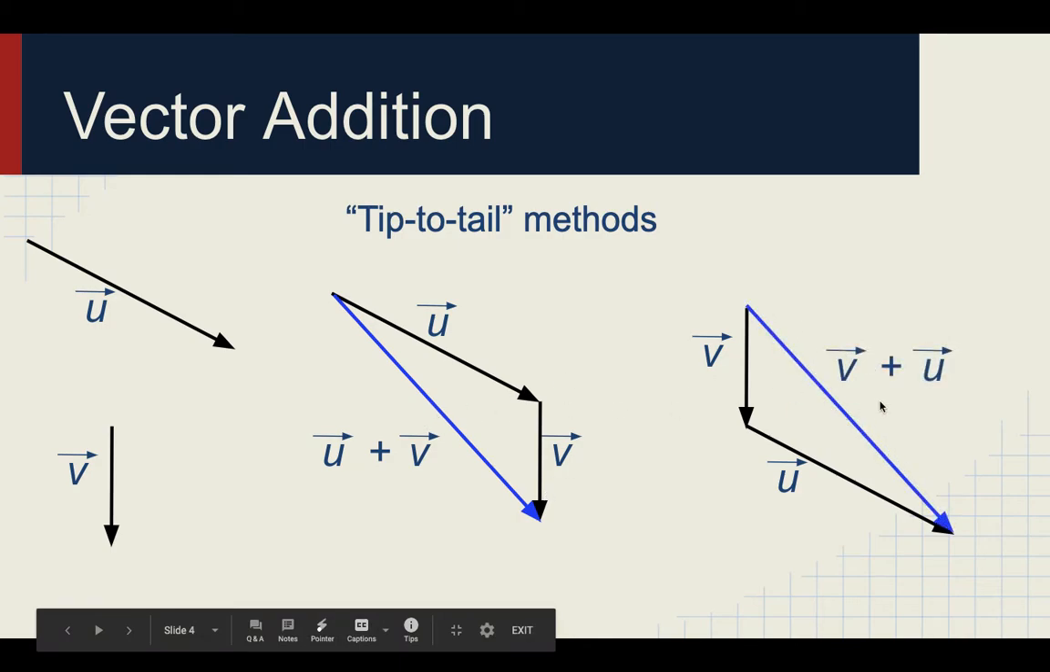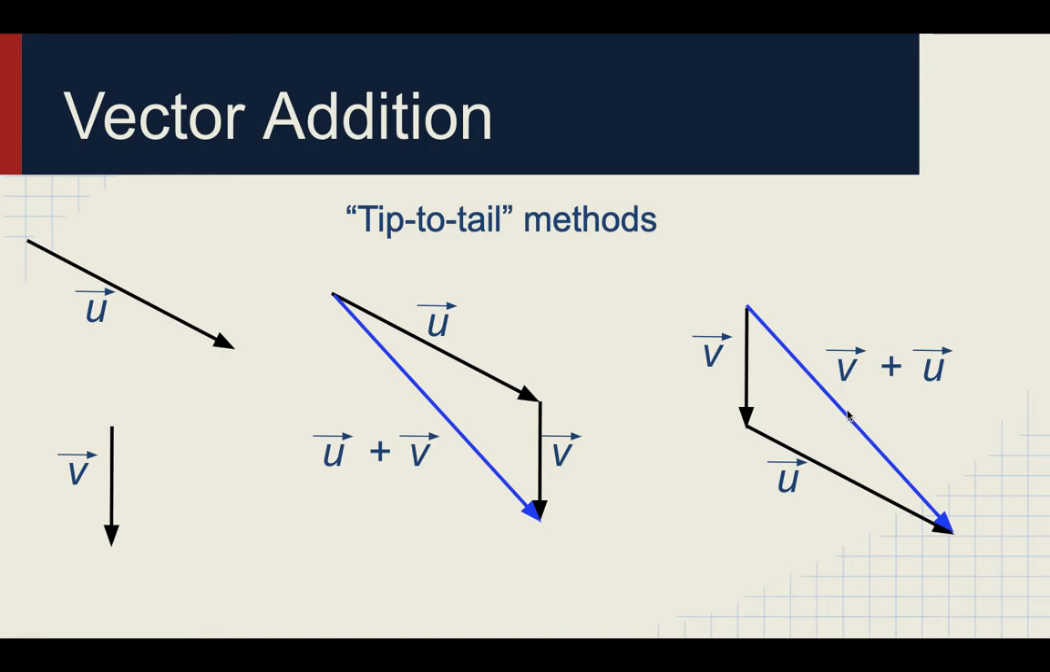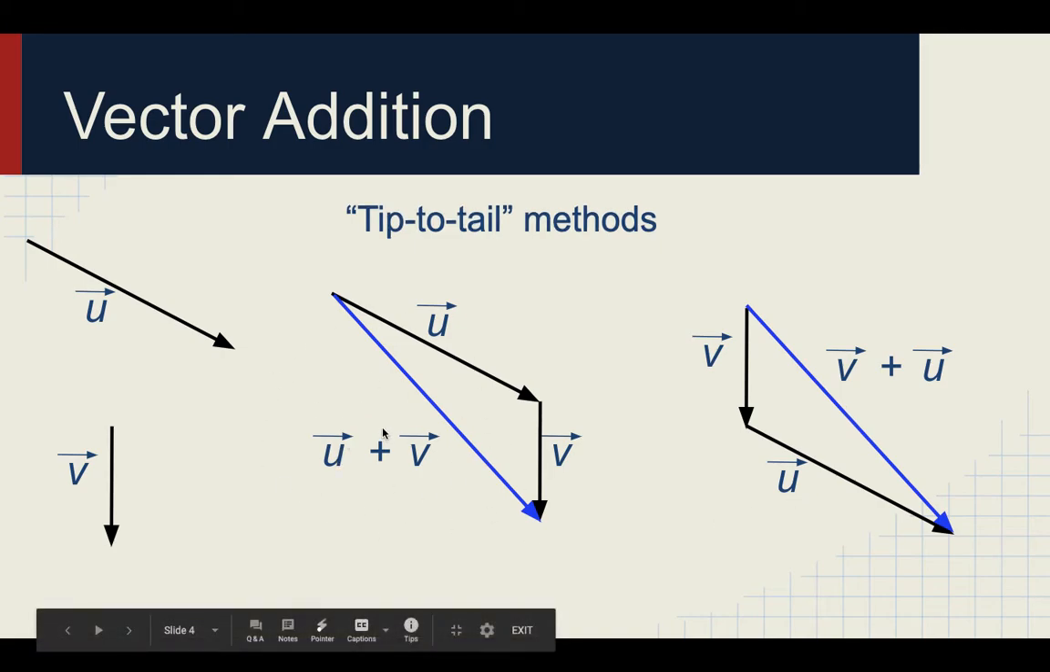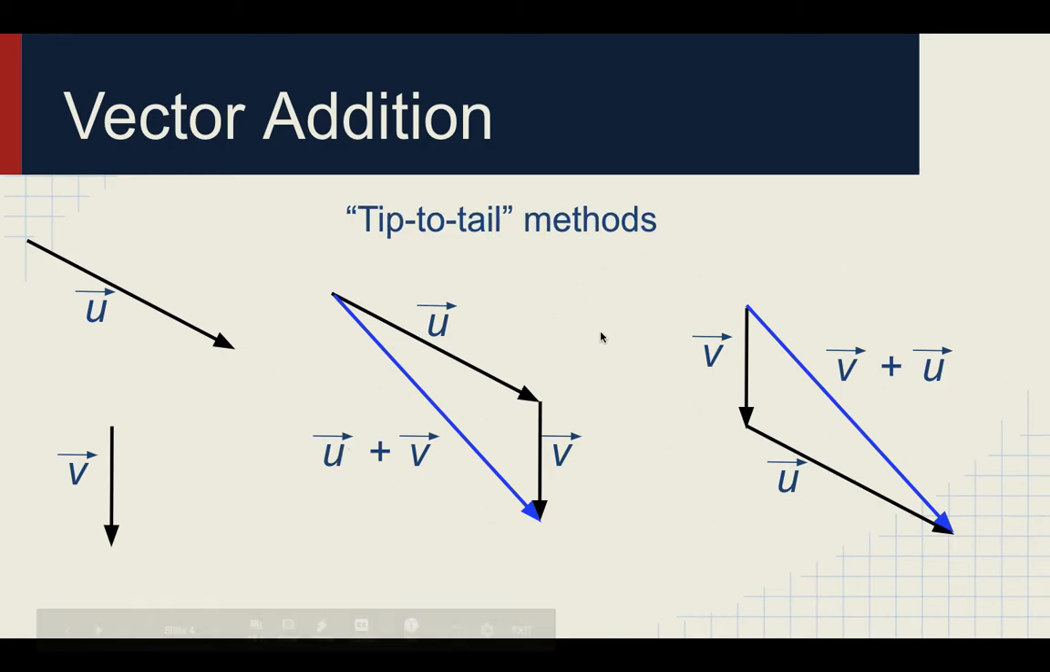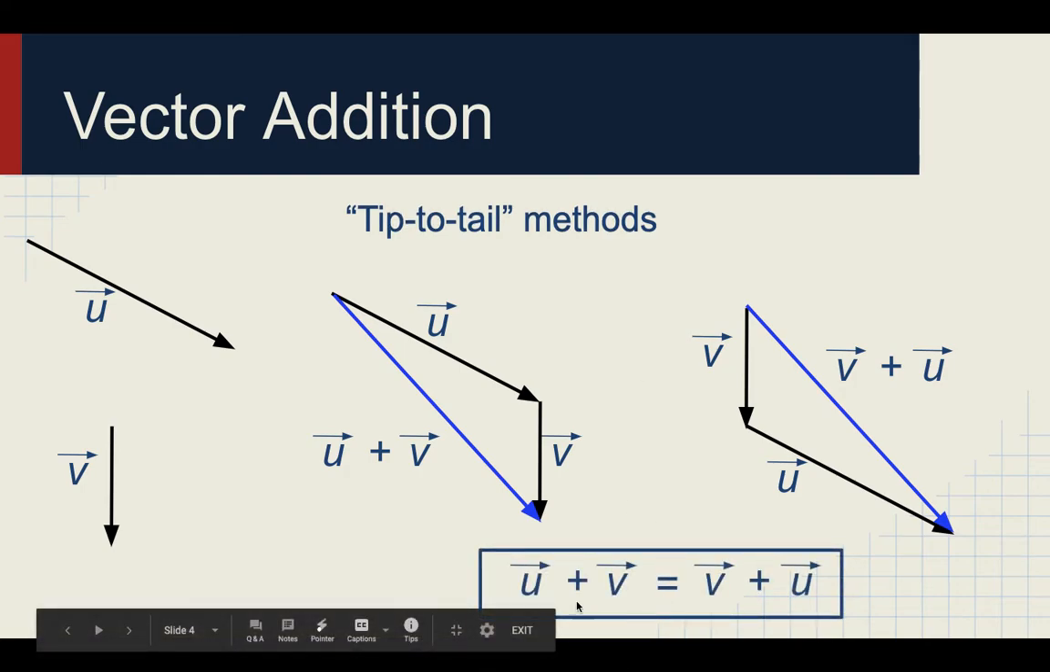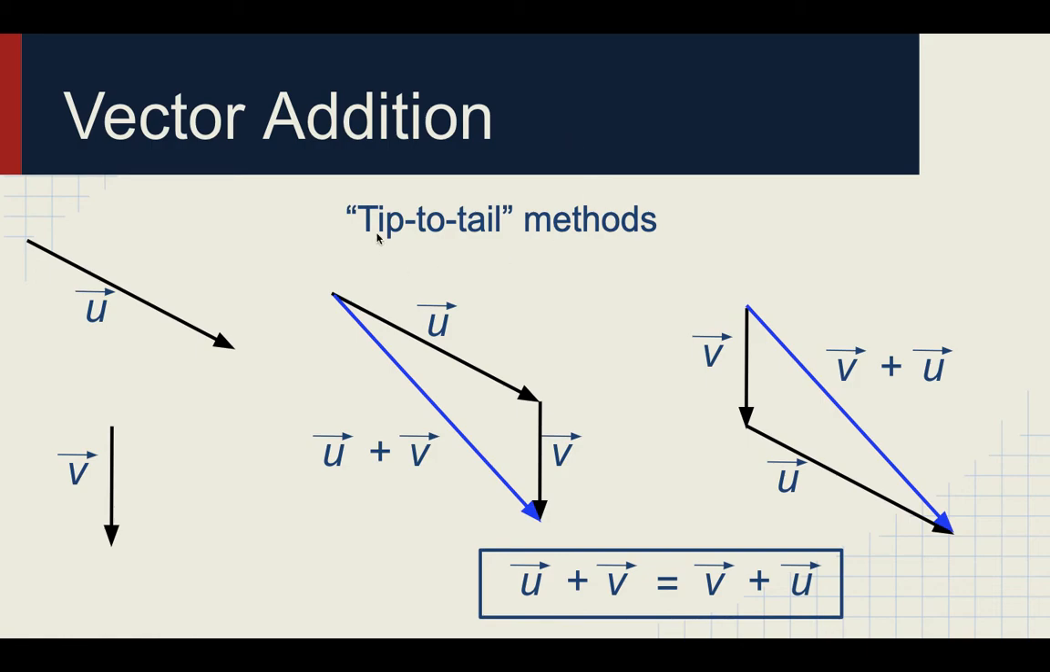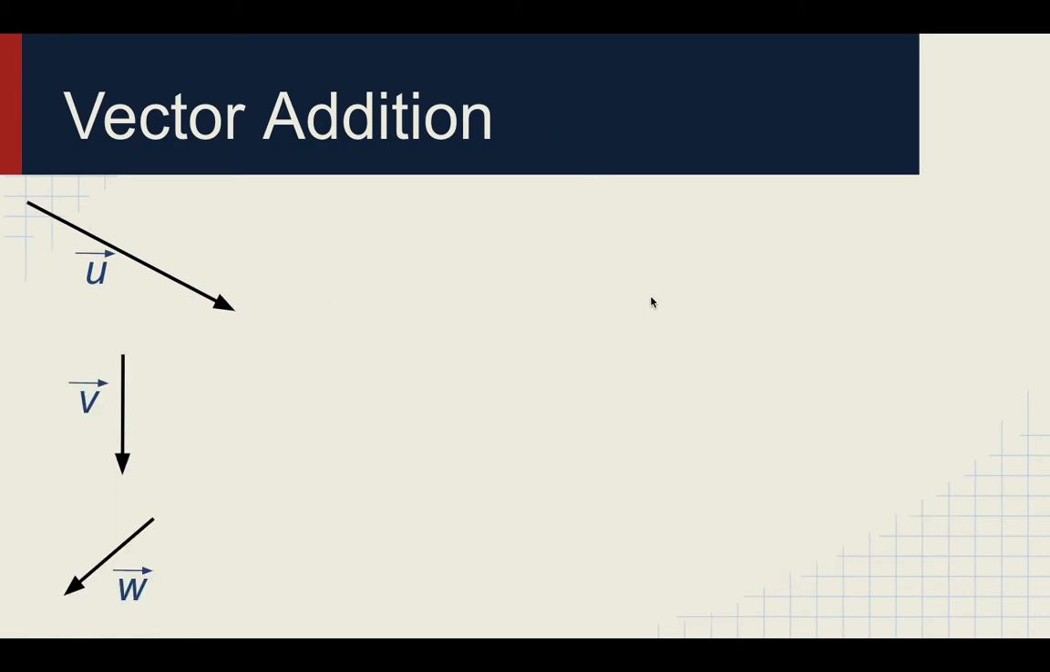And these two resultant vectors are actually the same, right? So u plus v is the same as v plus u, which kind of makes sense because we expect addition to follow this property, it's called the commutative property, right? You switch them around and then you get the same result even if you switch the order of the variables. All right, so this is called the tip-to-tail method. It's a way for adding vectors.